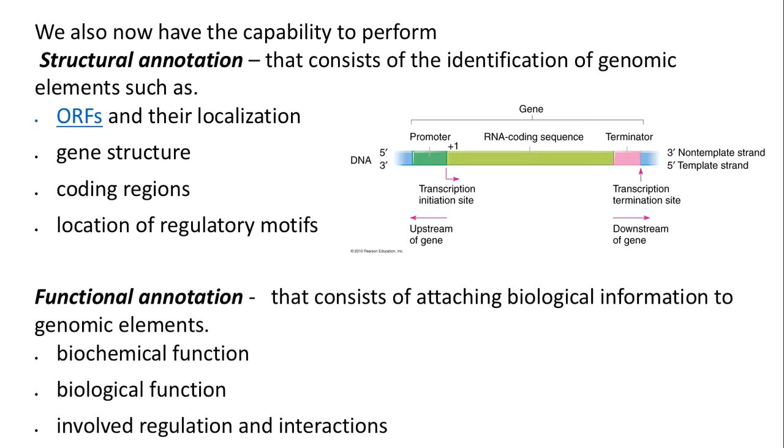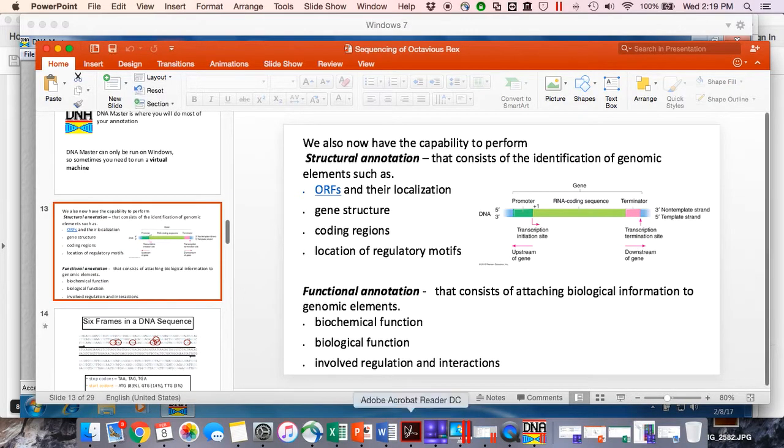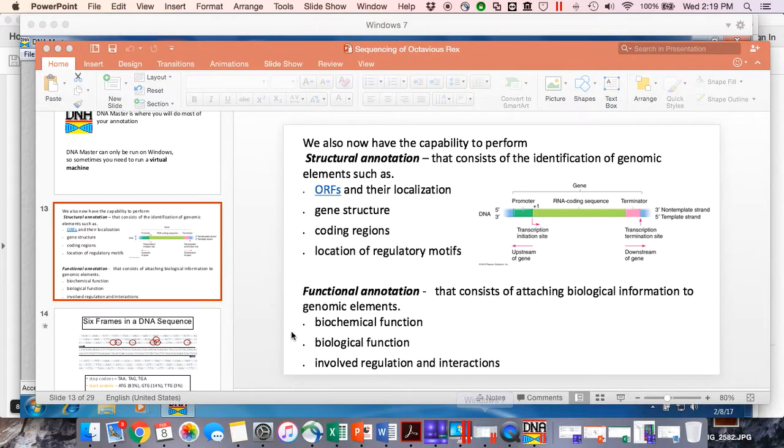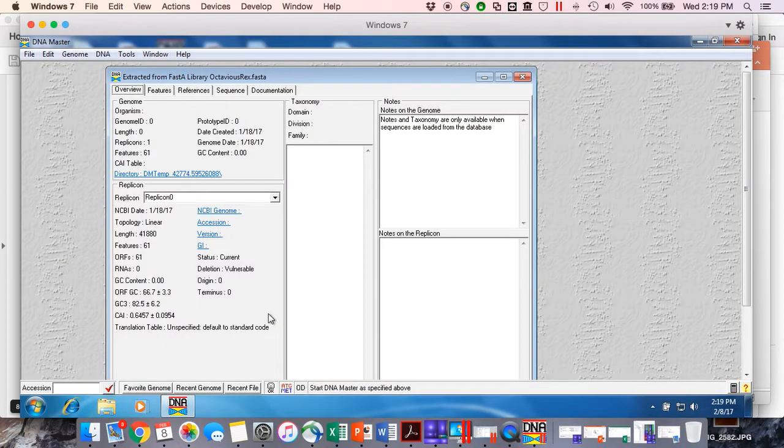But also there's what's called functional annotation, which is determining what those genes do. So figure out what their function is in the cell. So for each of the genes in our genome, we're going to try to determine not only where the borders are of the gene, so where is the start site and the stop site of the gene, but also what is the function of the gene. So if we go back to DNA Master here, we're going to do what's called an auto annotation of this genome.